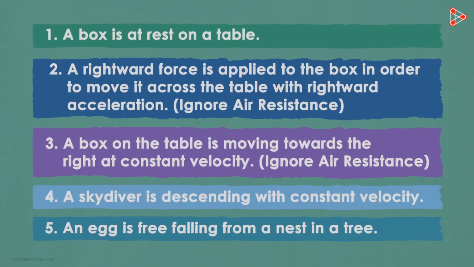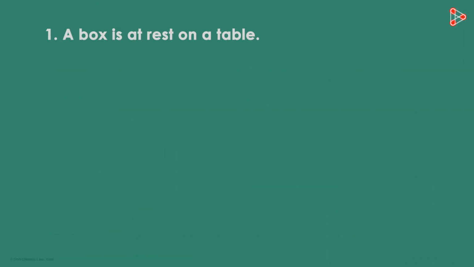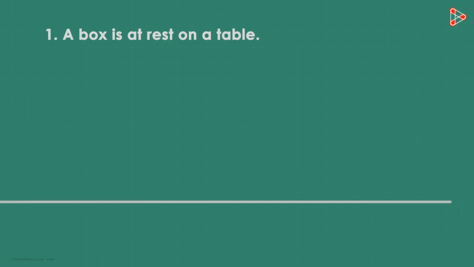I want you to read these 5 situations and draw free body diagrams for each. Okay, so let me draw the first one for you and then you can try the rest. Let this horizontal line be the top of the table and the box is placed here. The free body diagram shows all the forces acting on it.